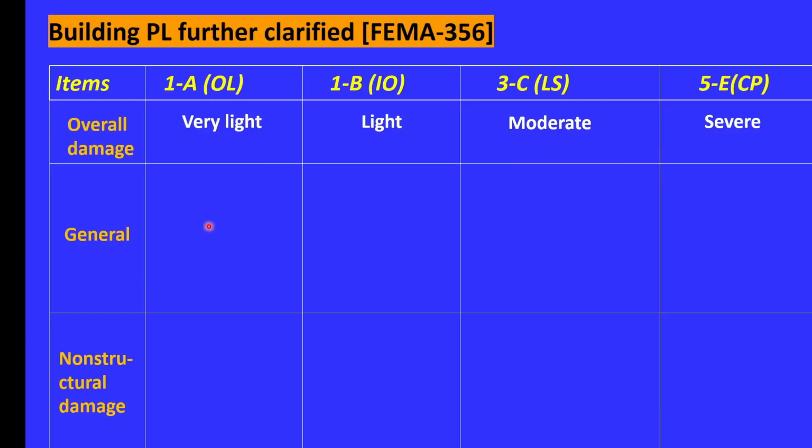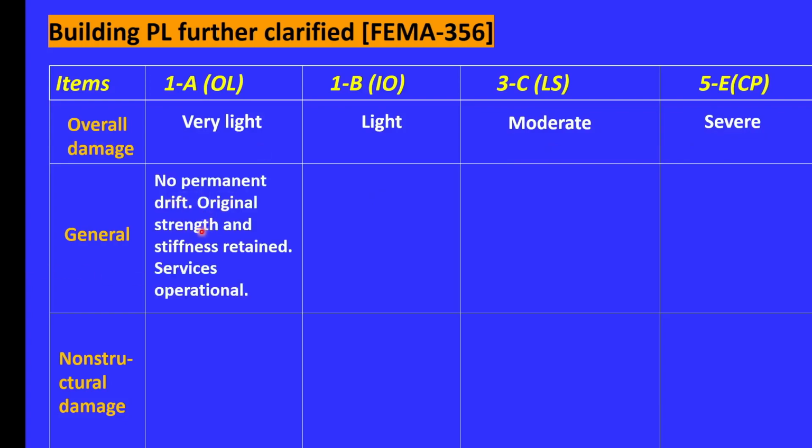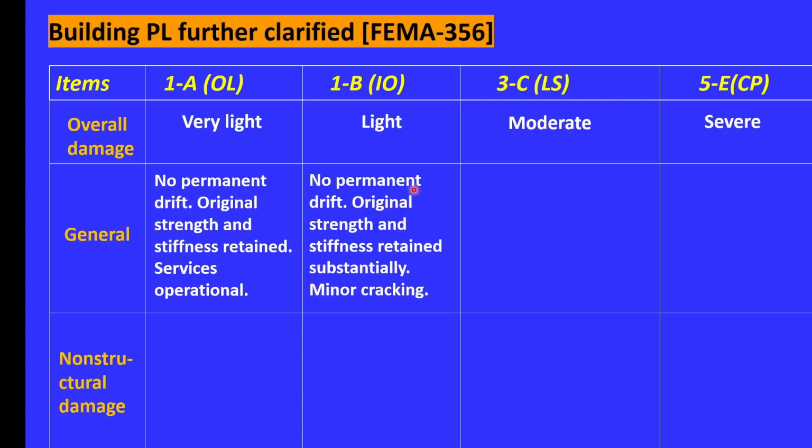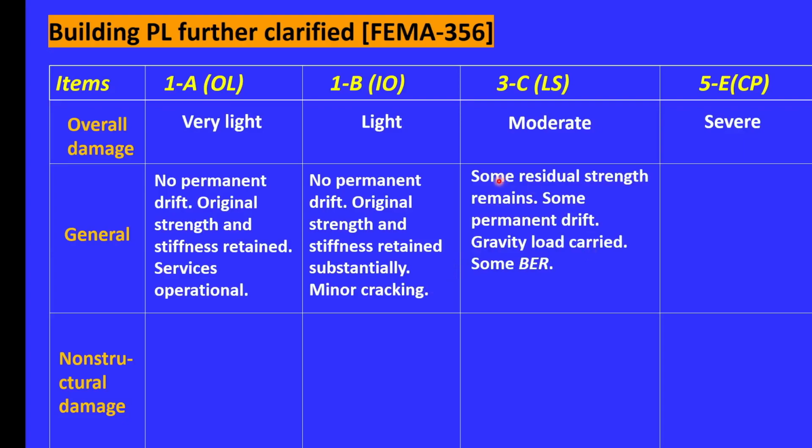General damage for the well building: no permanent drift, that is elastic drift only, original strength and stiffness retained, services operational. For the immediate occupancy building system: no permanent drift, original strength and stiffness retained substantially, minor cracking may happen. In life safety buildings, some residual strength remains, some permanent drift, gravity load is carried, and some elements go beyond economical repair.